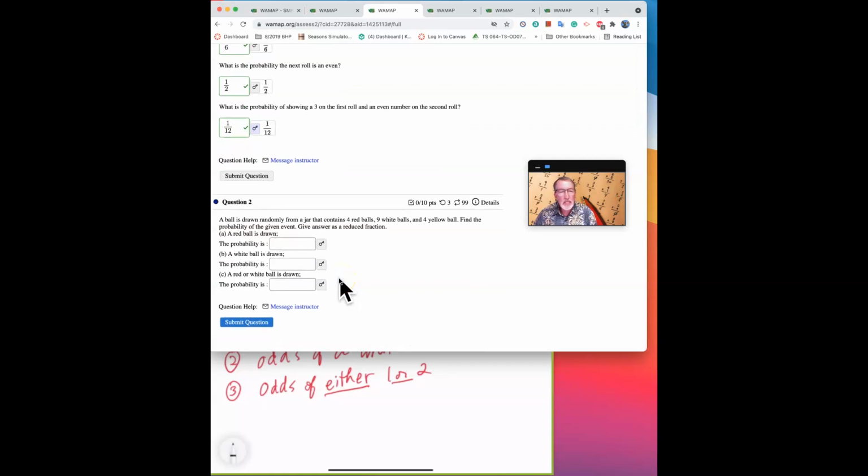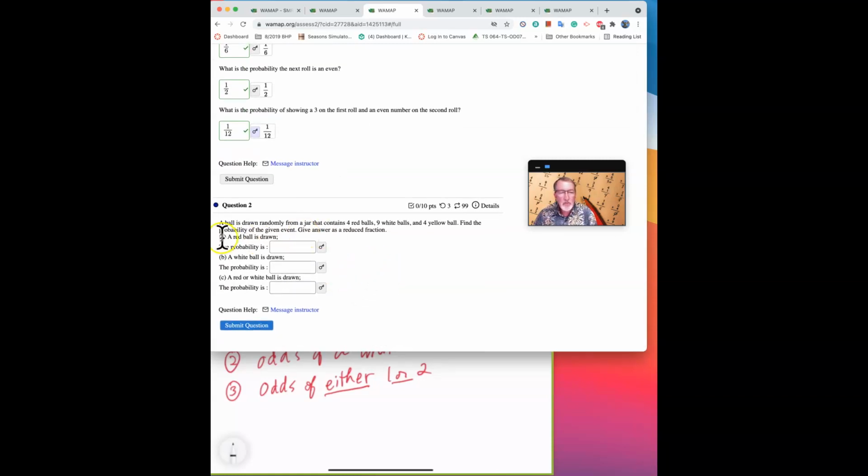All right, let's take a look at the next problem. A ball is drawn randomly from a jar that contains 4 red balls, 9 white balls, and 4 yellow balls. Find the probability of the given event. Give an answer as a reduced fraction. So this is important information regarding your answer.